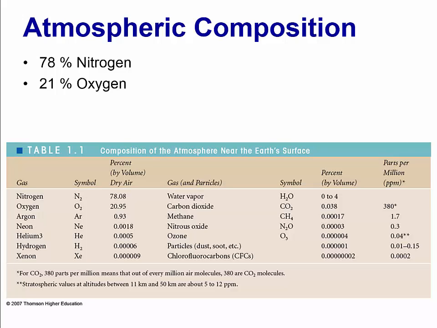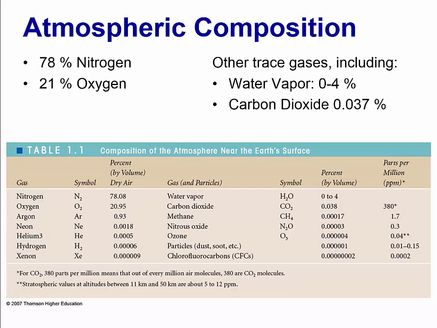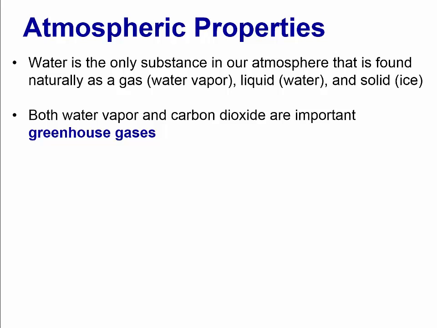The rest of the gases make up only a small percentage of the atmosphere's volume, and these are called trace gases, and sometimes their amounts will vary depending on where we are around the world or in altitude. And the most important ones are water vapor and carbon dioxide. Water vapor can vary from just above 0% all the way up to 4%, while carbon dioxide makes up a very small fraction of only 0.037%. But they're still very important to how the atmosphere functions.